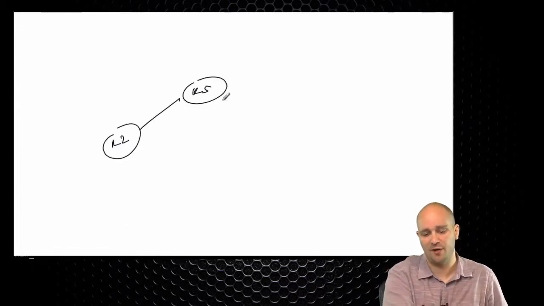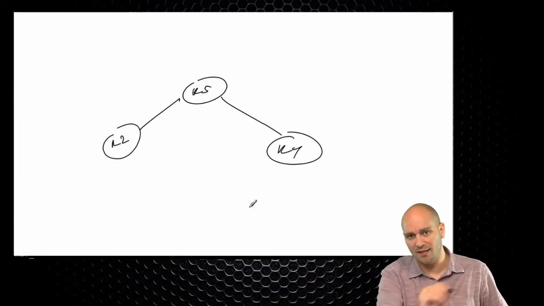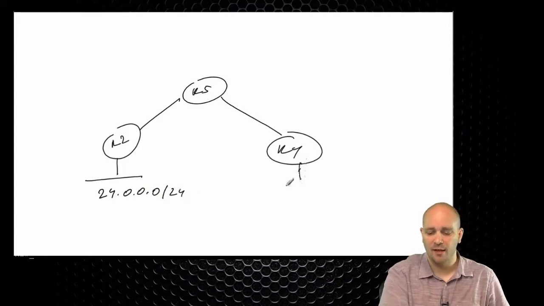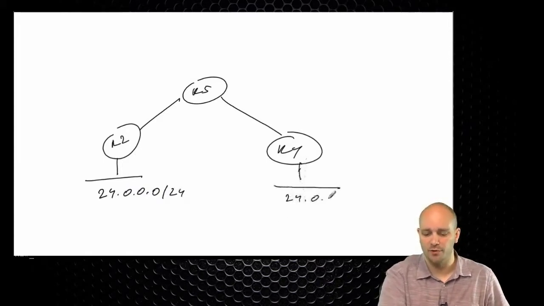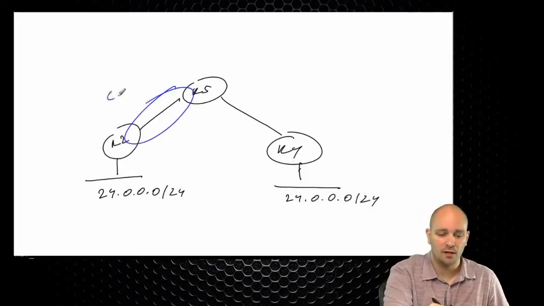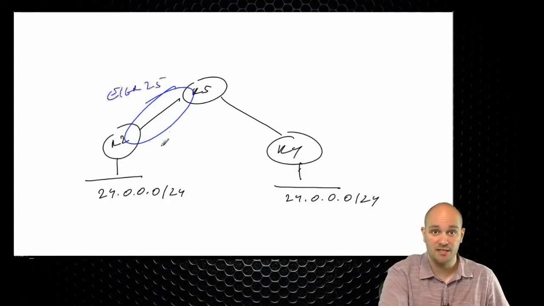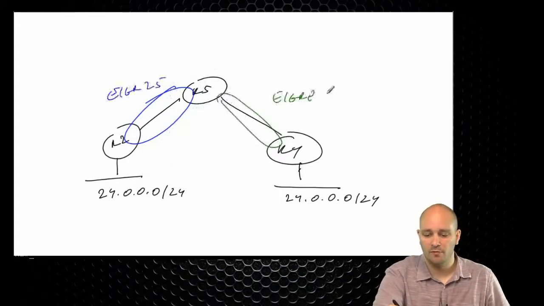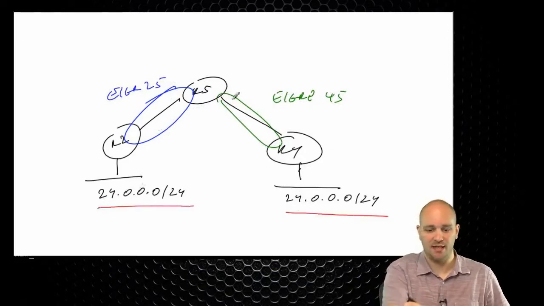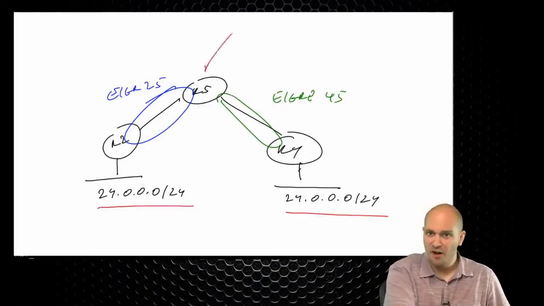So this is the setup that I have right now. Let me add another router. I'm going to add R4 to the mix. From R2, I'm going to advertise, let's say, the 24.0.0.0/24 network. And from R4, I'm going to advertise 24.0.0.0/24. Here, I'm going to run EIGRP 25, which incidentally is already running. And here, I'm going to run EIGRP 45. So I'm simply going to see which one of these two routes that are exactly the same will win on R5. Very, very simple test.